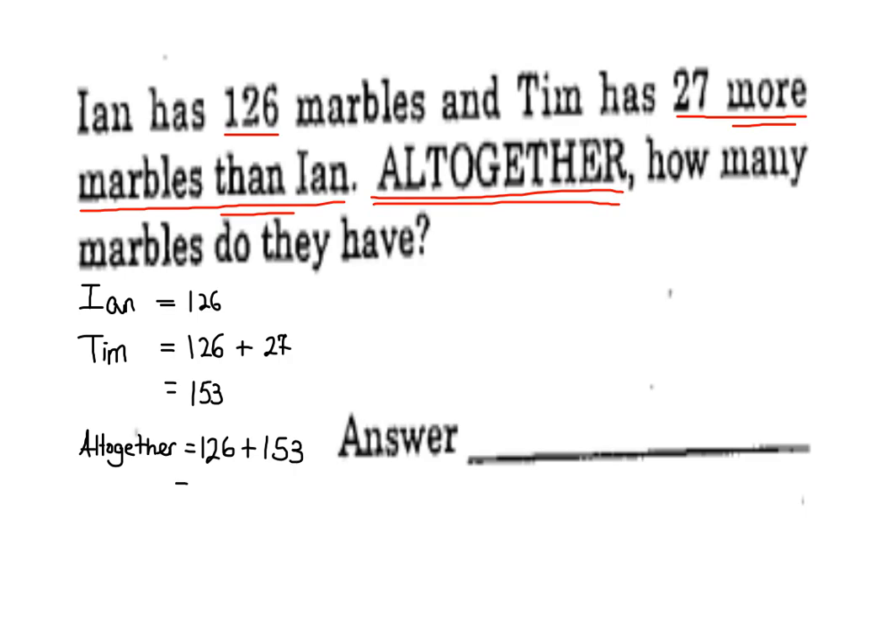So we just showed you working, right? So 126 plus 153, you said is 279. So you're going to put that as the answer. How many do they have altogether? 279.